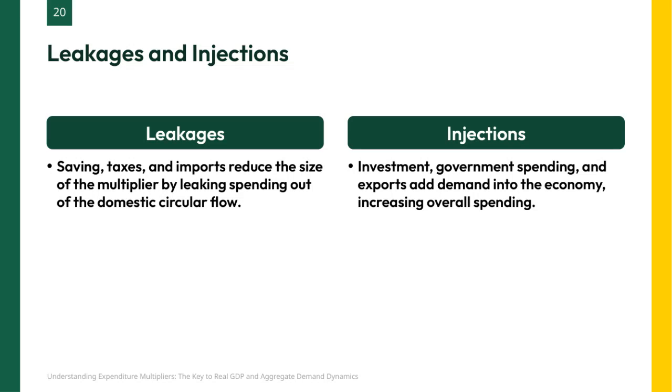Here we see the important concepts of leakages and injections in the economy. Leakages, which include saving, taxes, and imports, essentially reduce the amount of money circulating domestically because these funds are withdrawn or diverted away from spending within the economy. On the other hand, injections consist of investment, government spending, and exports. These add extra demand, putting more money into the economy and increasing overall spending. Understanding the balance between leakages and injections is crucial because it influences how strong the economic multiplier effect will be and ultimately impacts economic growth.